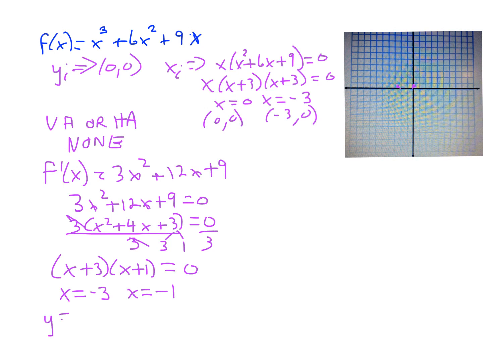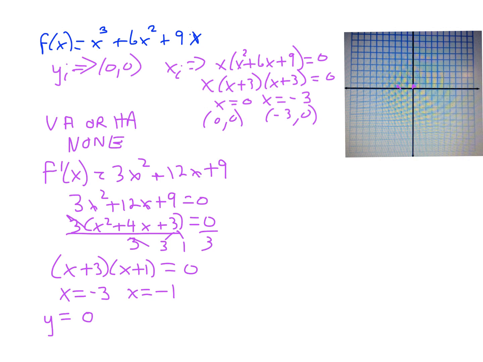Here we would get y equals negative 3 cubed, so that's negative 27, plus 6 times negative 3 squared, so that would be 54, so that would be positive 27, plus 9 times negative 3, and that would be 0. So at x equals negative 3, y equals 0. Oh, we already knew that because that was our x-intercept.